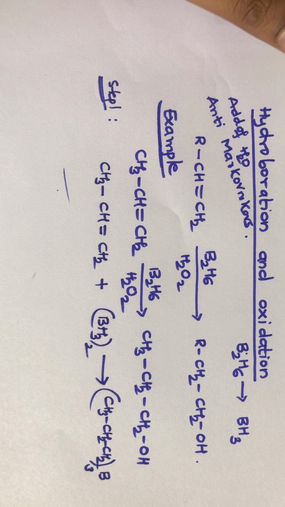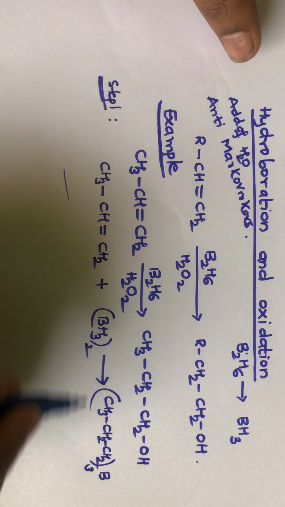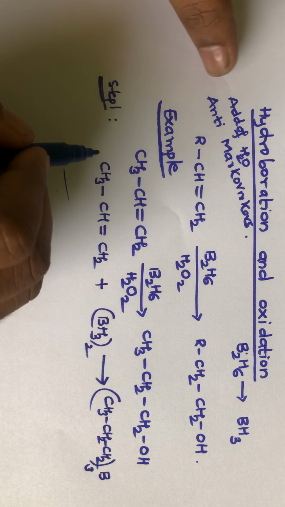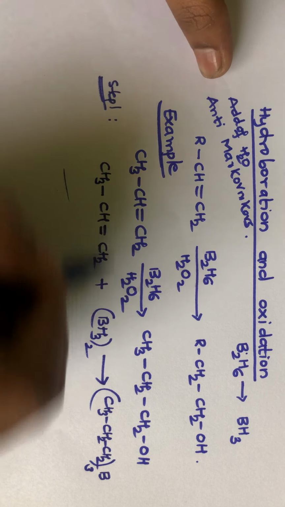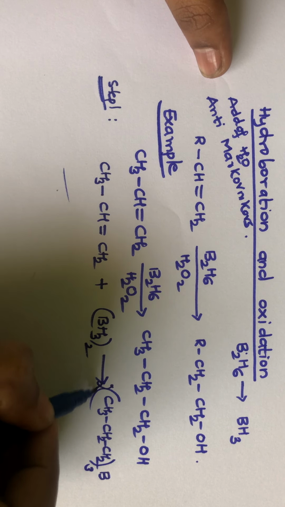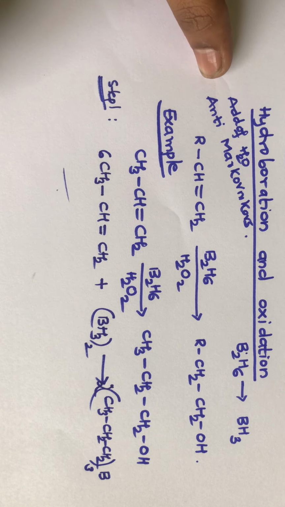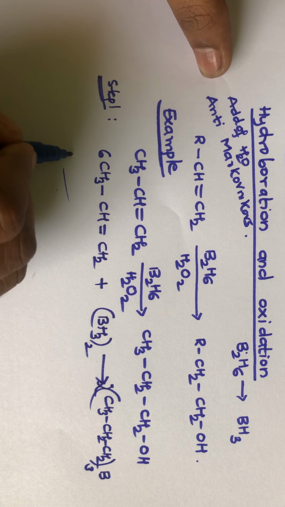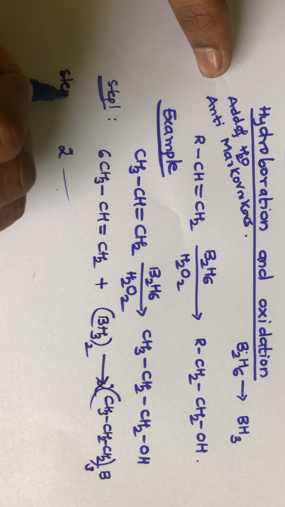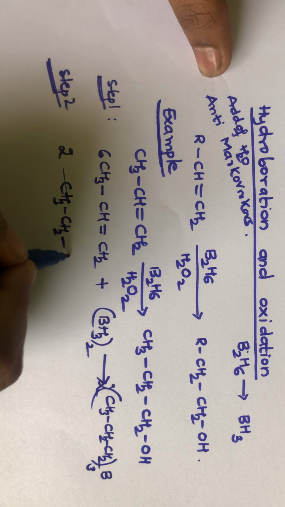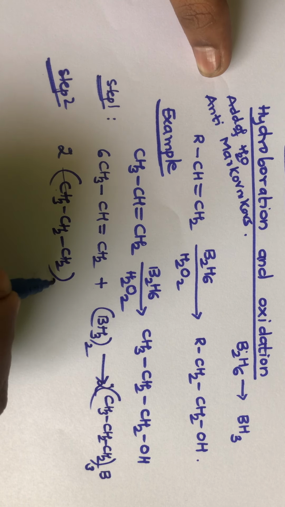So first addition of BH3 takes place. Since it is B2H6, BH3 can form 3 bonds. Let us balance this. Let me make this 2 boron, so this will be 6. Next, whatever molecules you have obtained. Step 2: 2 CH3CH2CH2 twice B.